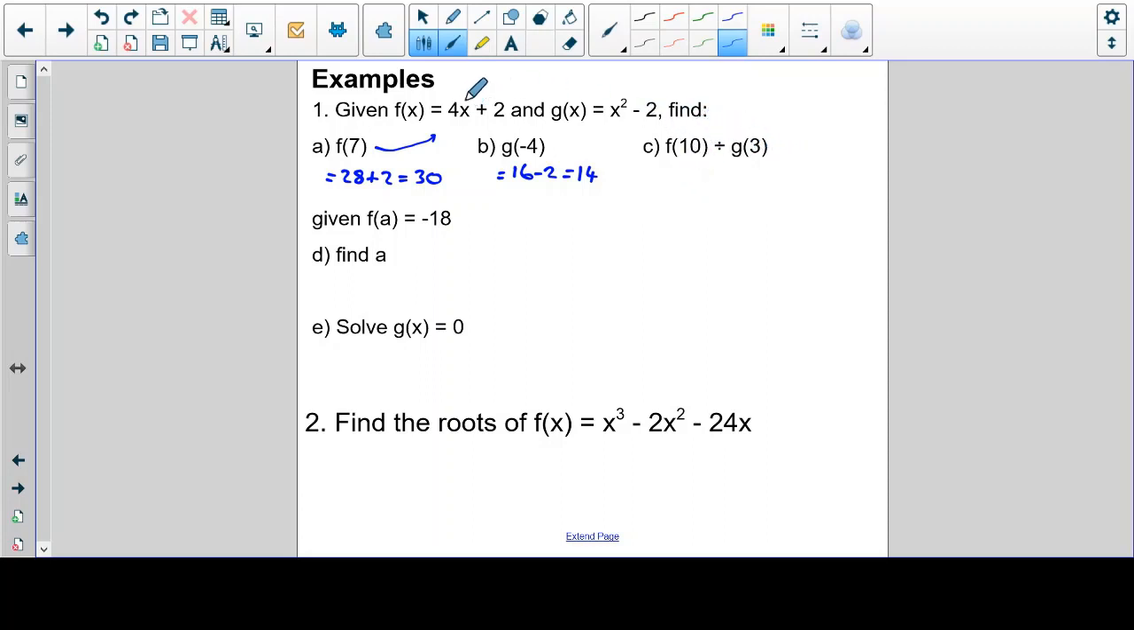And then a combination of the two, f of 10 divided by g of 3. F of 10, 4 tens are 40, add 2, 42. G of 3, 3 squared is 9, take off 2 is 7. 42 divided by 7 gives us 6.